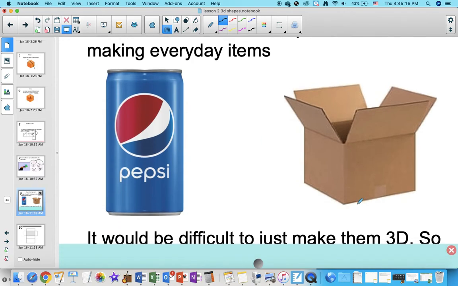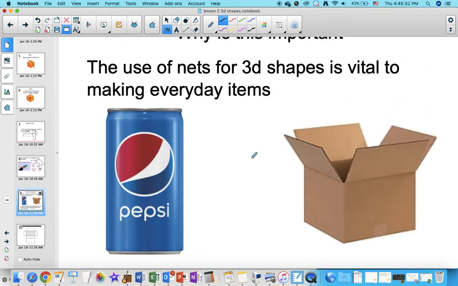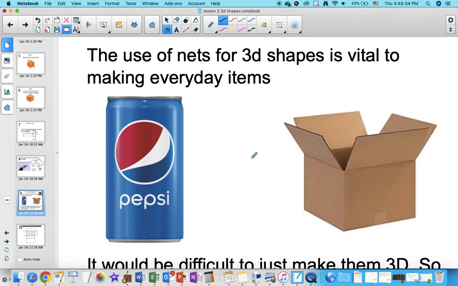Same with boxes. It would be difficult to just make them 3D, right? To transport 3D objects, they take up so much space. But if you make them flat and fold them, then you can save space and then make them 3D. So nets are important for manufacturing, making it cheaper, and making it easier to transport goods.